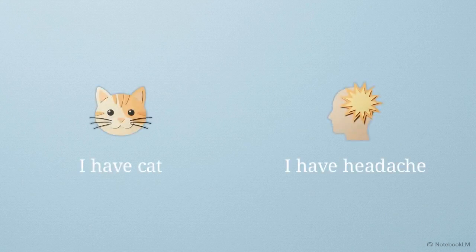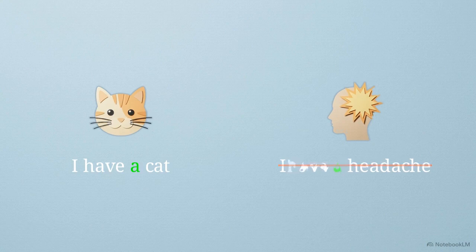Let's look at common errors. A frequent mistake is leaving out the a when talking about a single item. Always include that middle word. Instead of I have cat, say I have a cat. Instead of I have headache, say I have a headache.